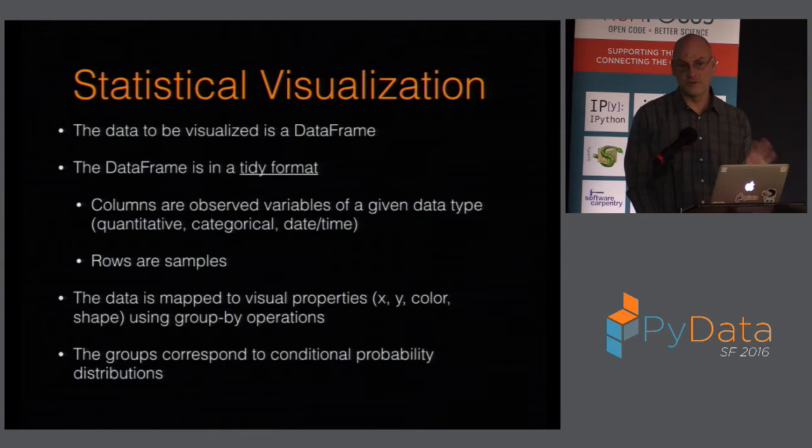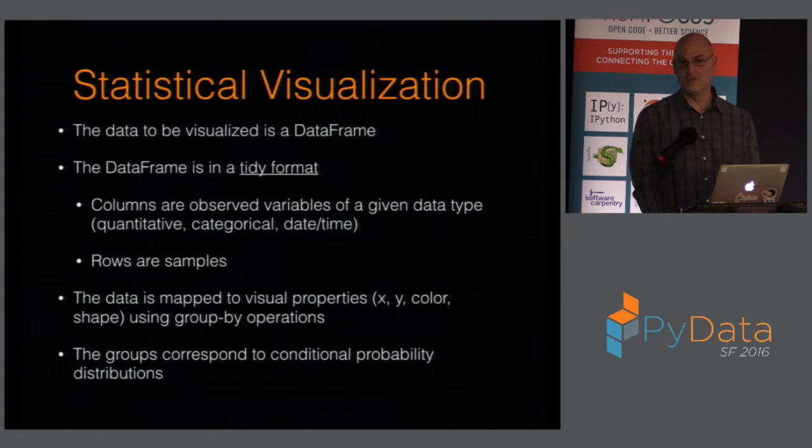A very short summary of that: the columns are observed variables of a given data type, so quantitative, categorical, date-time. And then the rows are samples from some observation. And typically the data is mapped to visual properties using a group by operation. And you'll see more of how this emerges.